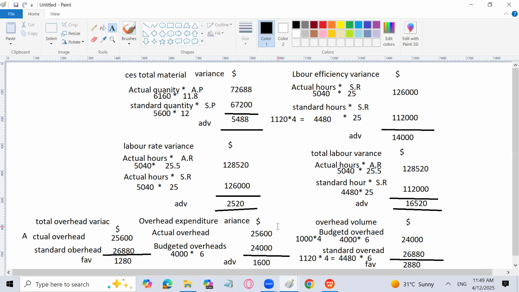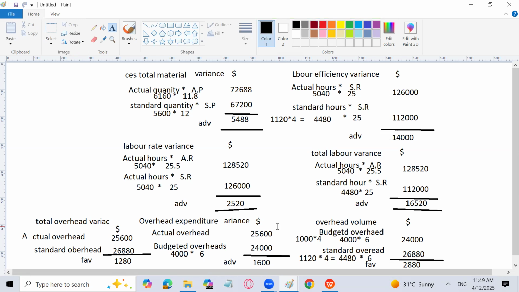Overhead variances are a bit difficult. We can have a complete lecture on overhead variances if you haven't studied it earlier. So overhead expenditure variance is the difference between actual and budget, and then overhead volume variance is the difference between budgeted overhead cost and standard overhead cost. You don't need to calculate actual overhead cost. Normally it is always given in the question.